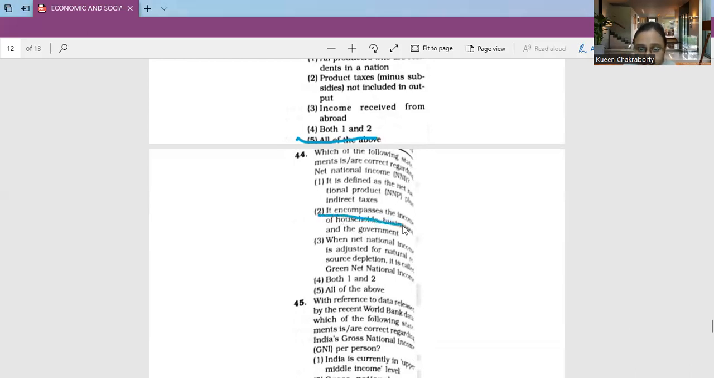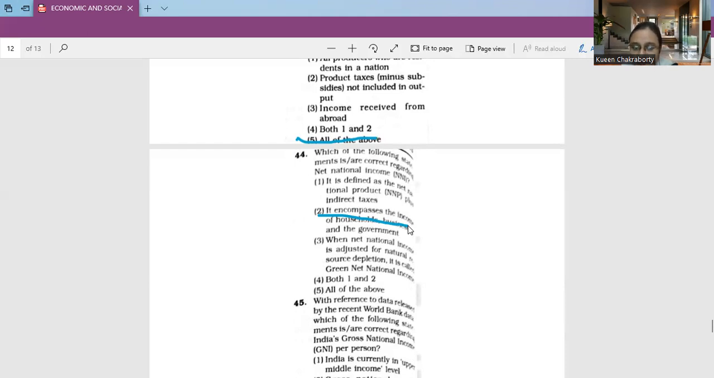Now, why am I saying this is the correct answer? Let's have a proper discussion. Net national income can be defined as the net national product, which is the NNP, minus indirect taxes. Net national income actually encompasses the income of household, business, and the government. When net national income is adjusted for natural resource depletion, it is called adjusted net national income.